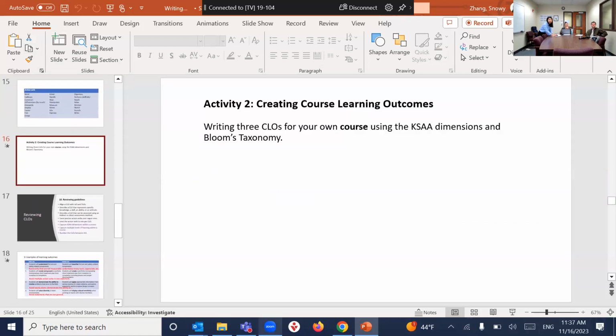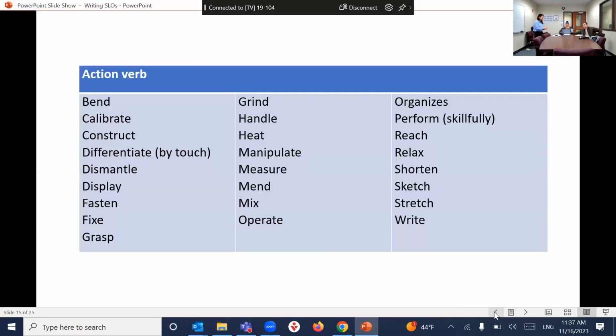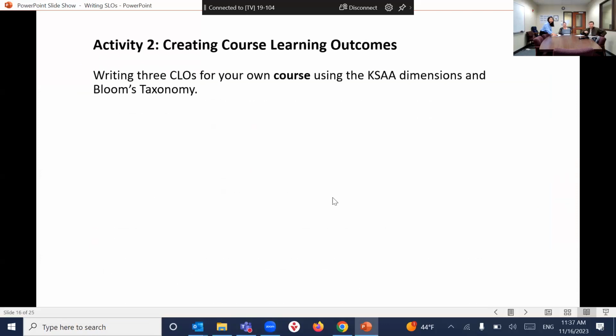This is my second activity. With the content you are teaching in the class, I would like you to draft 3 course learning outcomes. Yeah, it's animation. Using the knowledge, skills, attitudes, and ability dimensions, and Bloom's taxonomy that we have mentioned. Or you can just grab some existing course learning outcomes that you have.